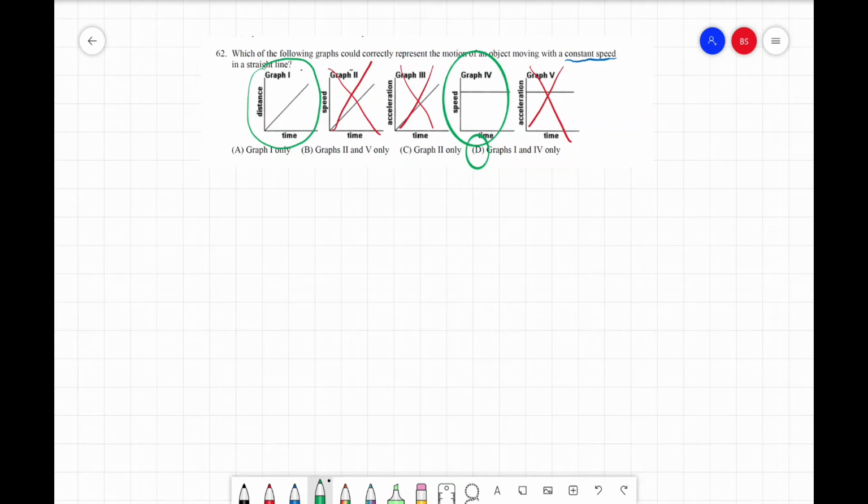A quicker way to do this is to just look at graph 4 and notice that it is one of the correct answers. And then looking at the options, we can see that only option D has graph 4 in it, which means that it must be the answer.